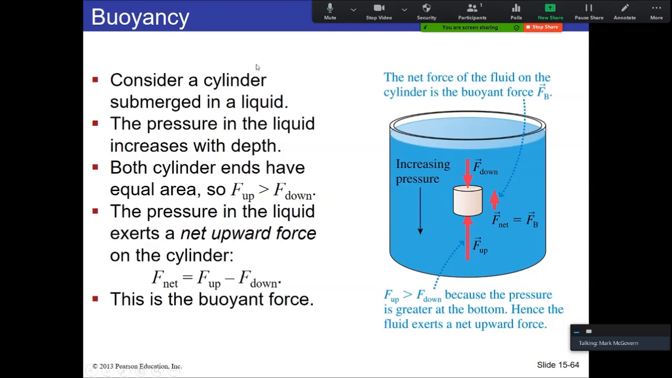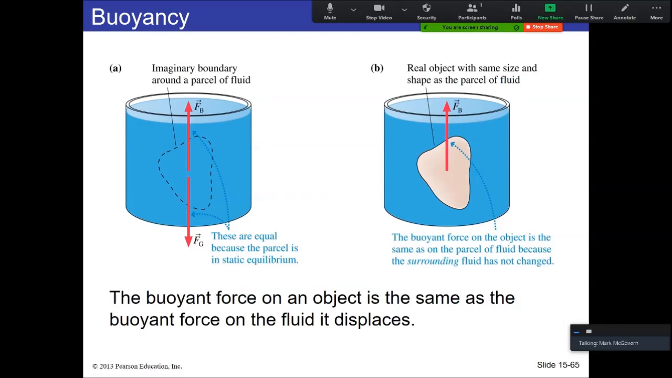So how do we determine that stuff? Well, you have to imagine that any difference that's going to exist there is going to be the result of fluid that would normally be there, but has been displaced because the object has been put there. So on the left here, we have this sort of imaginary boundary. Imagine a cylinder, for example, or this irregular object that we have here. And we consider the forces that act on it.